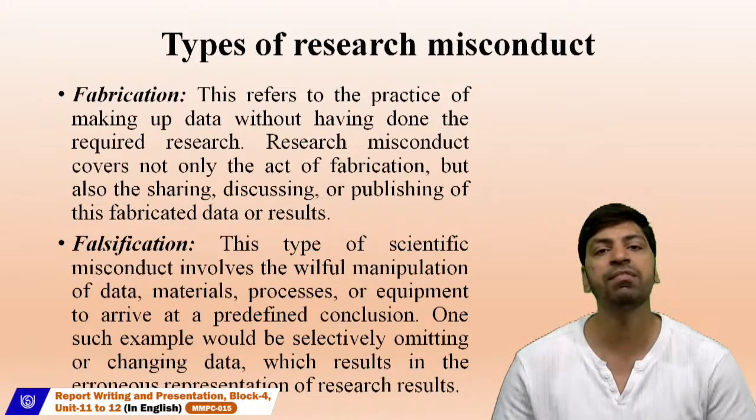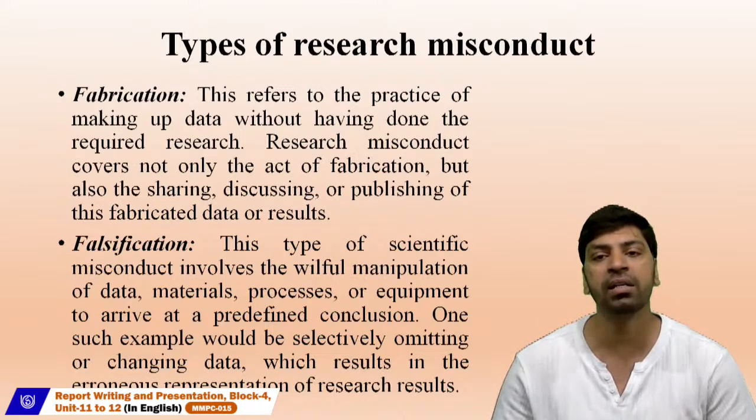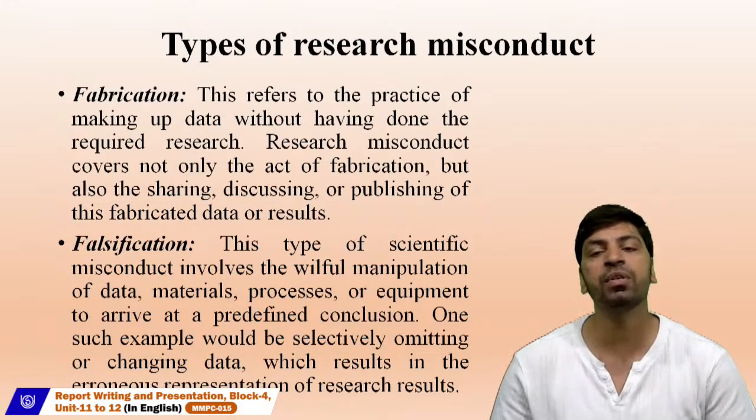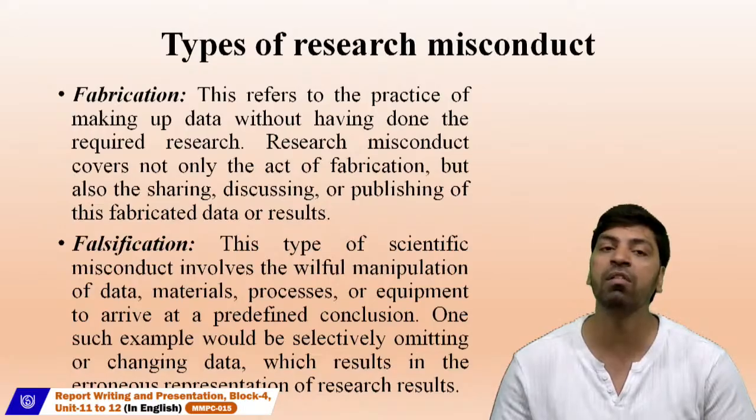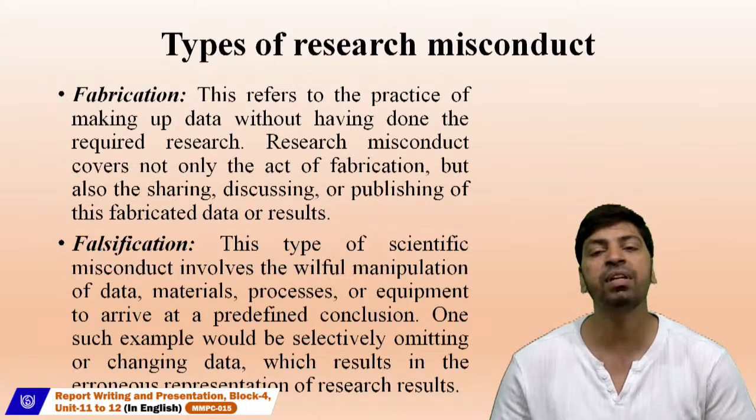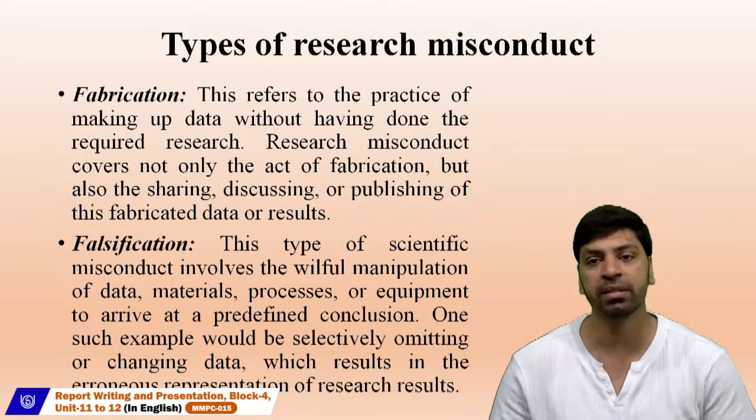Next is falsification. This type of scientific misconduct is the willful manipulation of data, material, information, process, or equipment to serve a desired conclusion. One example is selecting, omitting, or changing data, which results in an erroneous representation of research results. Every data and every process is manipulated by the researcher, and that is also a type of such unethical practice.